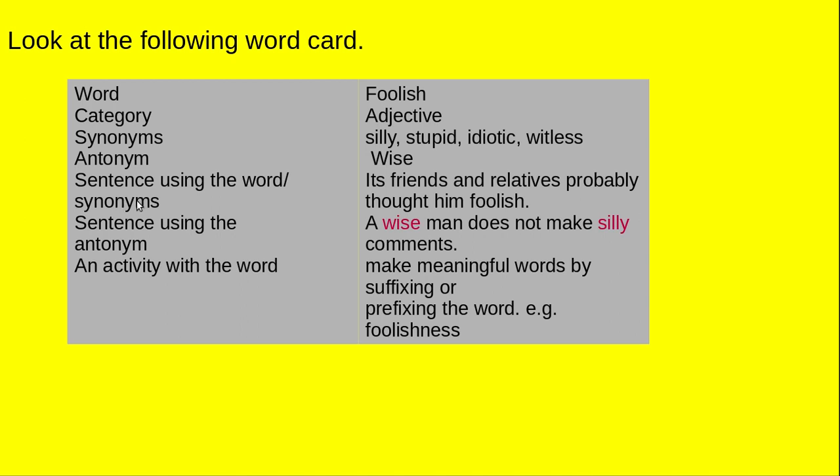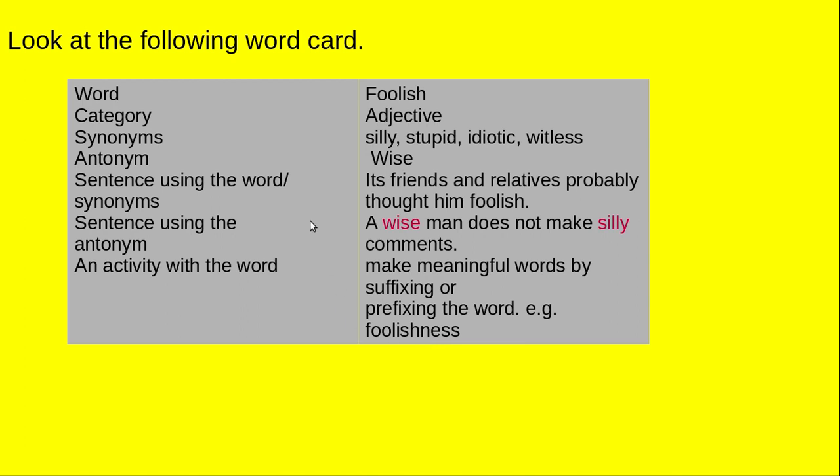Then only you can say that you know that word, right? Again, a sentence using the synonyms and a sentence using the antonyms. Here wise is the antonym and silly is a synonym of foolish. And you can do one activity: make meaningful words by suffixing, which means putting after it, or prefixing, which means putting before it, just like foolish. That is really the derivatives. Find the derivatives and inflections, you know that, okay.